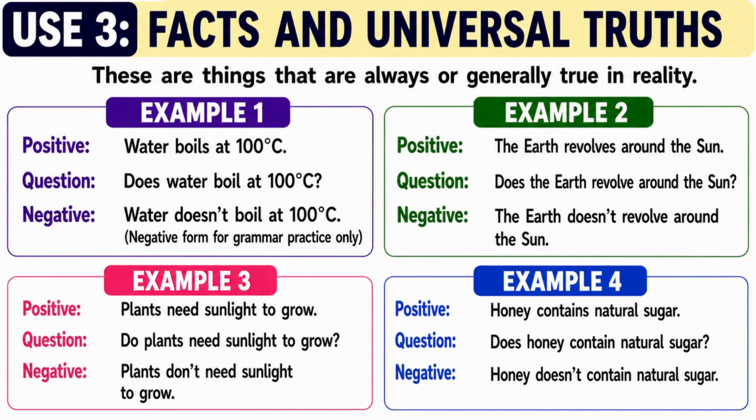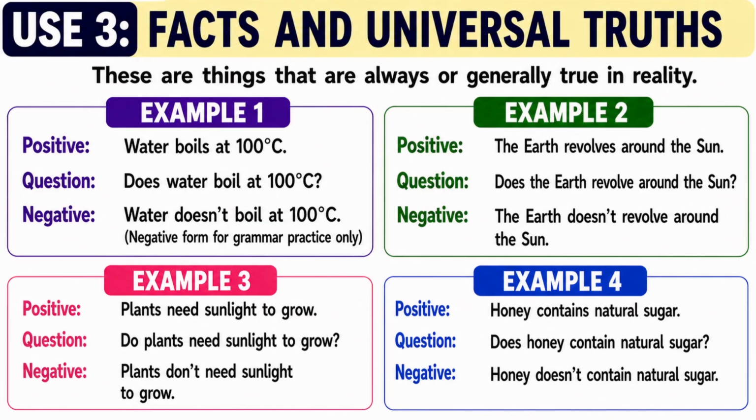These are things that are always or generally true in reality. Example 1. Positive. Water boils at 100 degrees Celsius. Question. Does water boil at 100 degrees Celsius? Negative. Water doesn't boil at 100 degrees Celsius. Please remember, this negative sentence is only for grammar practice. In real life, water does boil at 100 degrees Celsius under normal conditions.